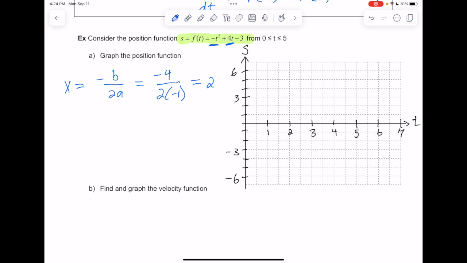If you want the y-coordinate of the vertex, you just have to plug in. So the y-coordinate would be f of 2, which would be negative of 2 squared plus 4 times 2 minus 3. If you work all that through, we have a minus 4 and a plus 8, so that would be a positive 4 minus 3 is 1. So the vertex of the parabola is at 2, 1. And because the number in front of the t squared is negative, it opens down.